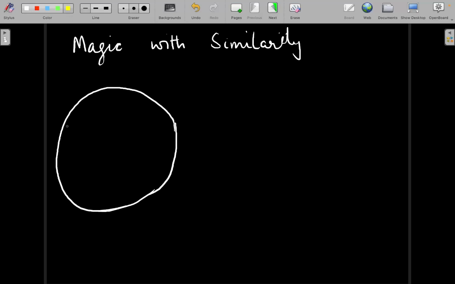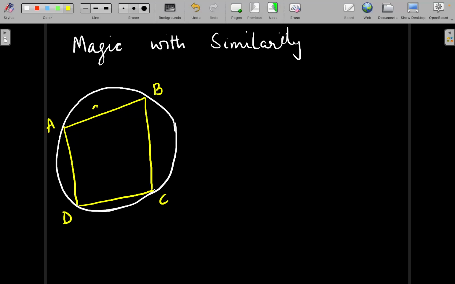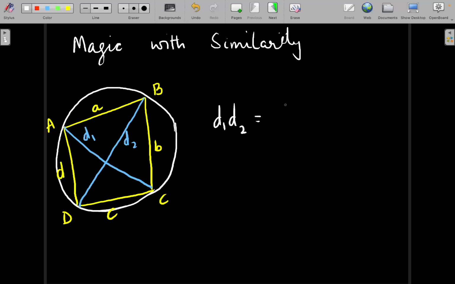So you take any quadrilateral which is cyclic, and let's label the vertices of the cyclic quadrilateral as A, B, C, D, and the sides as a, b, c, and d. Now, any cyclic quadrilateral will have two diagonals, and we'll label them as well, D1, D2. So Ptolemy's theorem says that D1 D2, which is the product of the diagonals, will be equal to the sum of the product of the opposite sides.